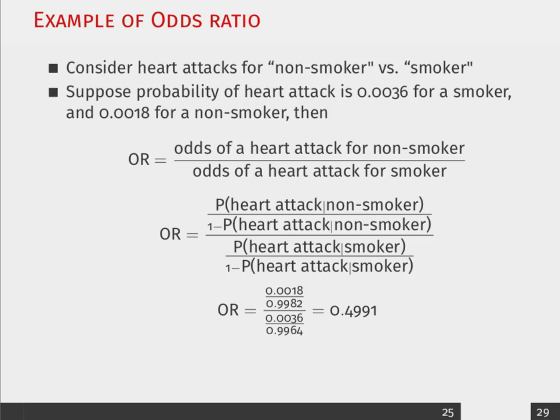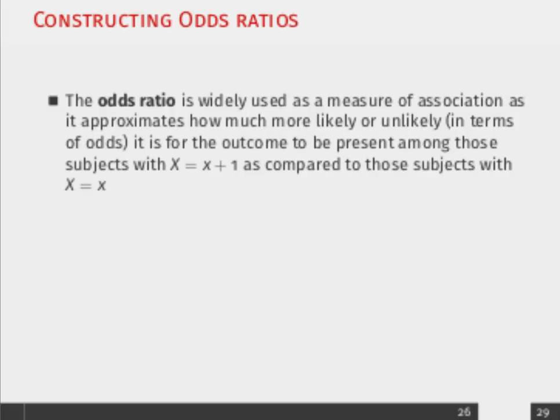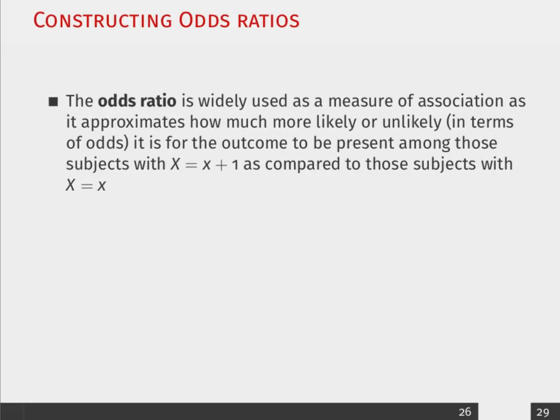Which we can finally see that the odds ratio is about 0.5. Now, the way we can think about that is that the odds of having a heart attack among smokers is about 2 times greater than the odds among non-smokers. Now, if we extrapolate this beyond our example, the way that we can think about constructing the odds ratio is the change in the odds of going from x equals 0, whatever, to x equals x plus 1. So it's easier to think about that as from x0 to x1.